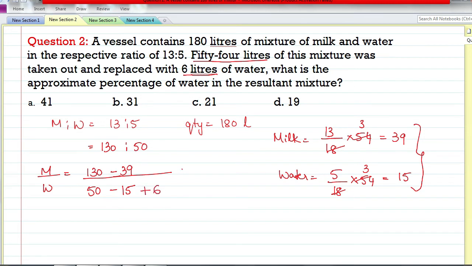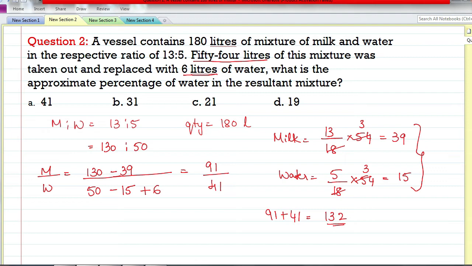Now we'll simplify this. We get 91 here and 41 here. Now what does this mean? The total quantity, now we'll add these two. So 91 plus 41 is 132. Okay. So out of 132 quantity, 91 portions is milk and 41 portions are water. Now what is the question? What is the approximate percentage of water in the resultant mixture?